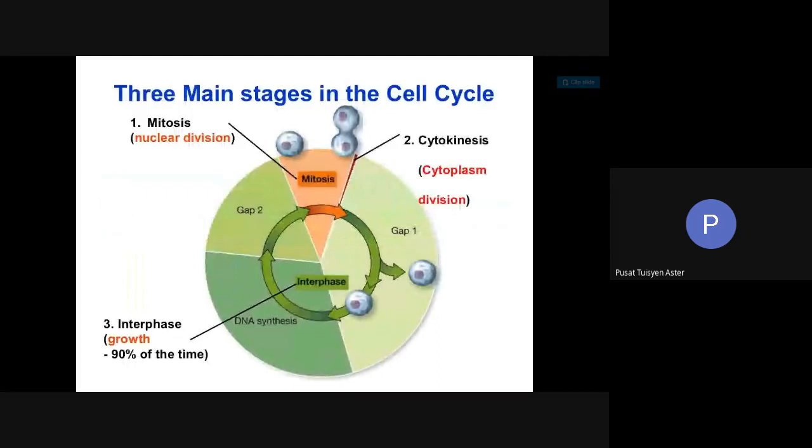We have three main stages in the cell cycle. Okay, what are the stages? Cell cycle, stage one adalah, okay, here we say it as mitosis, the nuclear division. Lepas tu kita ada cytokinesis ataupun cytoplasm division. And then you will see gap one, DNA synthesis, gap two. Okay, then you look at interphase, right? Interphase is the growth, 90% of the time. This is how the cell's growth cycle works.